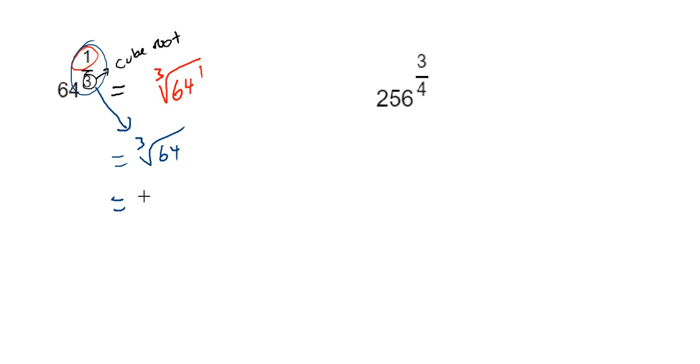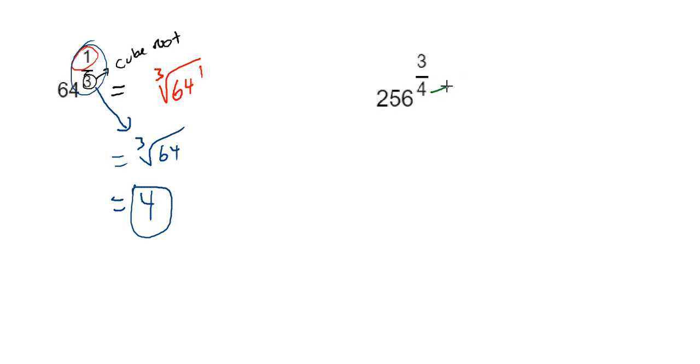The cube root of 64, where do we get 64? From taking powers of 3, we get it from the number 4 raised to the 3rd power. So the cube root of 64 is 4. That's a good one just to memorize. All right, we'll do the same thing here.